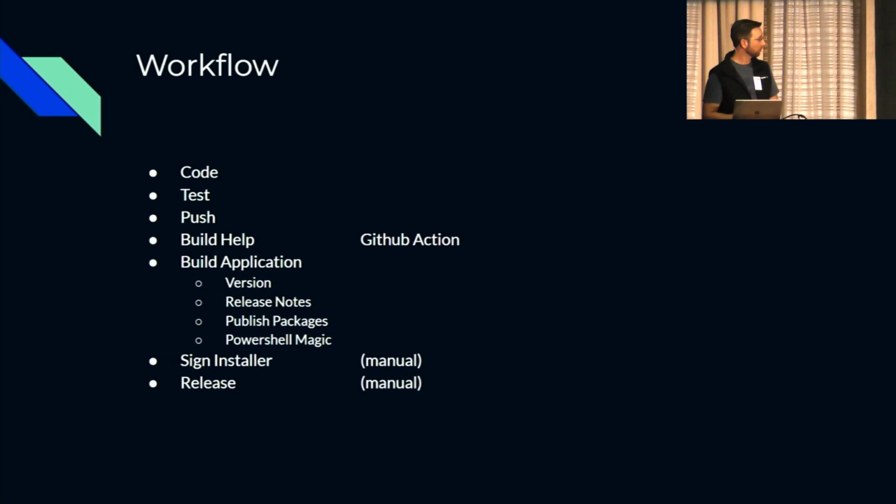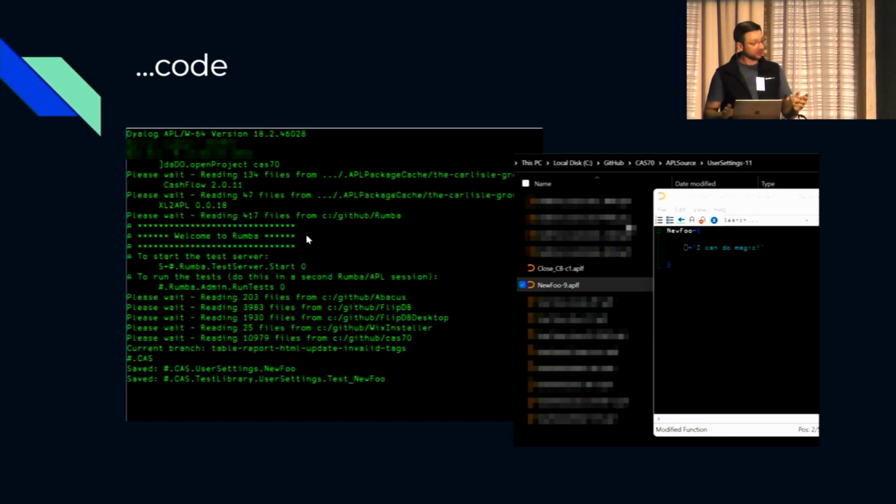And so I'm going to go over my workflow. First, we code, test, and push changes. Some GitHub Action magic happens where it recompiles our help. Then the application gets built. Then if it's accepted after testing, we sign the application and release it. So I'm just going to go over my day-to-day operations here.